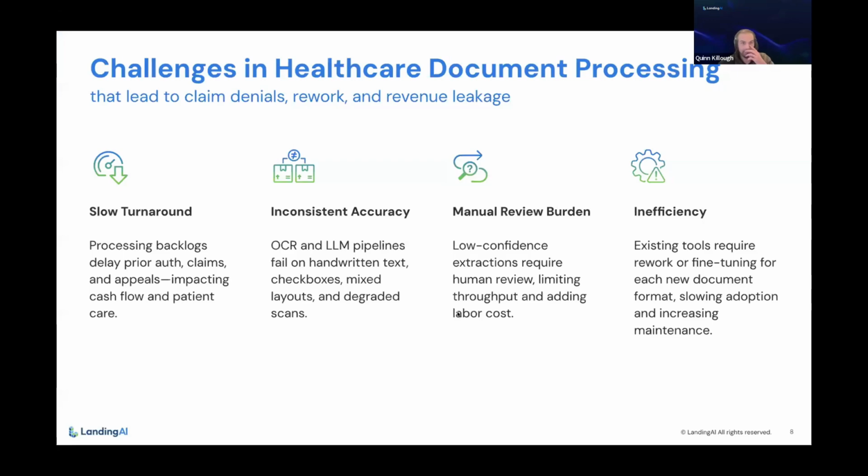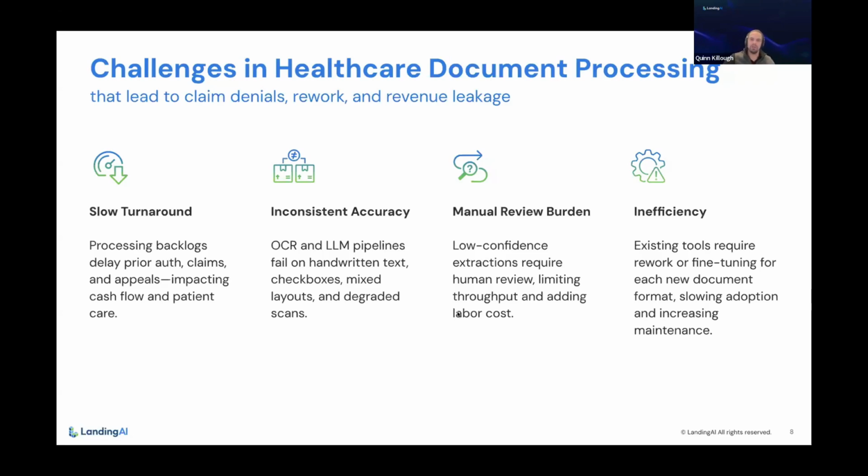So pivoting a little bit, now that we understand what agentic document extraction is, I wanted to talk more specifically about the healthcare and RCM space as well. First, I'll hit on some of the challenges that we're seeing in this space, but again, I think these challenges are more broadly applicable as well. So first of all, slow turnarounds. There's tons of paper flying around, and there's a lot of processing backlogs and delay in doing things like prior auth claims and appeals, ultimately impacting cash flow and patient care.